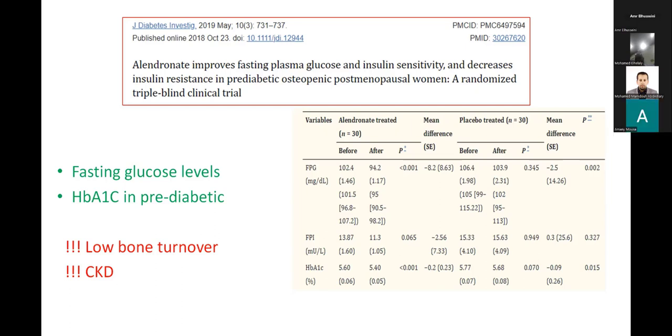In CKD patients, it is eliminated through the kidney, so it will be retained in the body for years maybe, especially the IV preparation, which will accumulate in the body, and it is not suitable for patients with end-stage kidney disease. But if we use the oral preparation in mild CKD patients, it is okay.